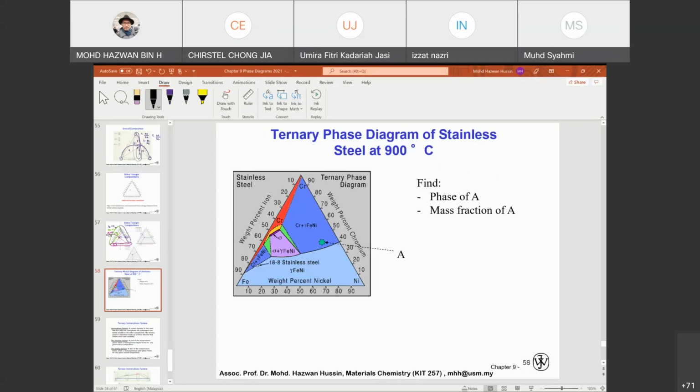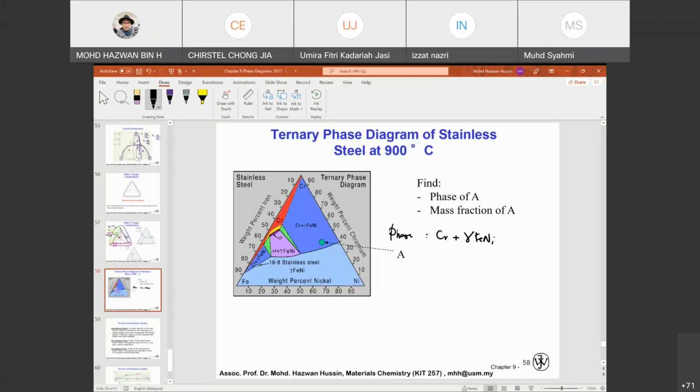So that's right. We can see that A is located in this blue region. I think it's easier because I put color here. So you can see this is the region and the phase will be chromium plus gamma Fe and Ni. Okay. Alright. Thank you, Umira.